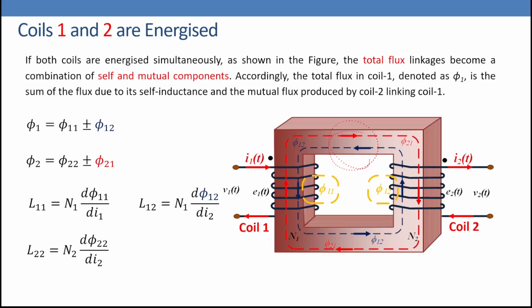And for the second coil, L22, the self-inductance of coil number 2 will be N2 dφ22 by dI2, the number of turns for the second coil due to the current I2. What about the mutual, L21? That one will be N2 dφ21 by dI1, the number of turns of the second coil due to the current I1. Let us summarize the mutual inductance now.